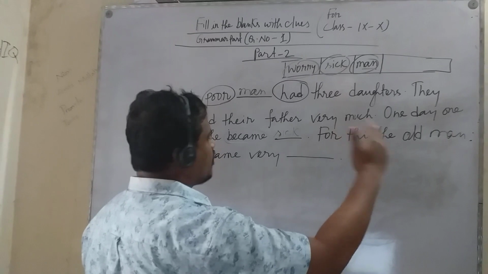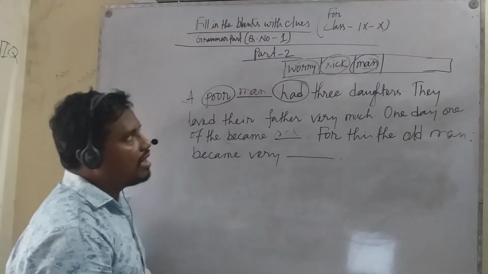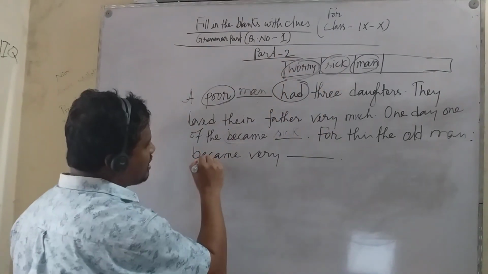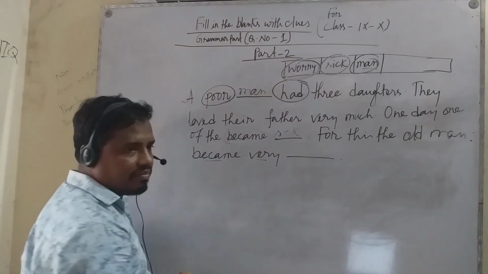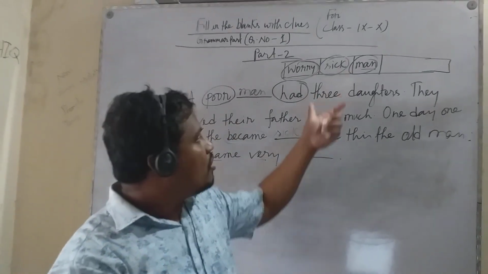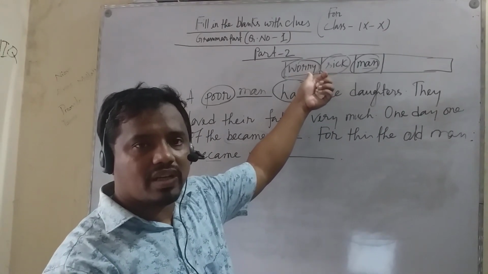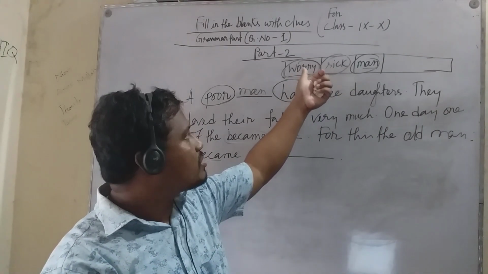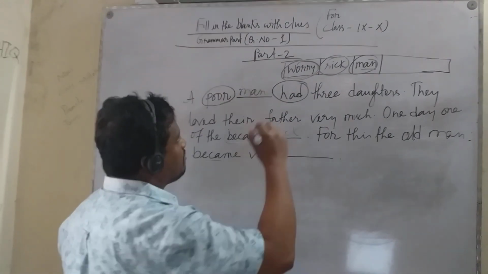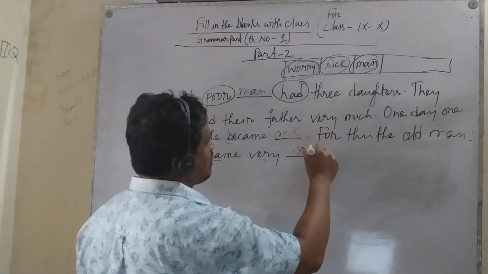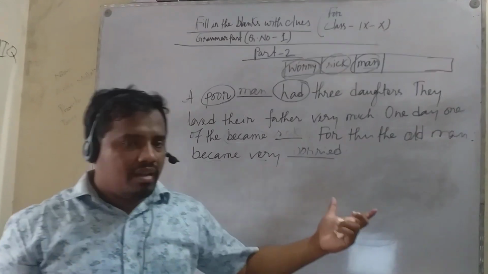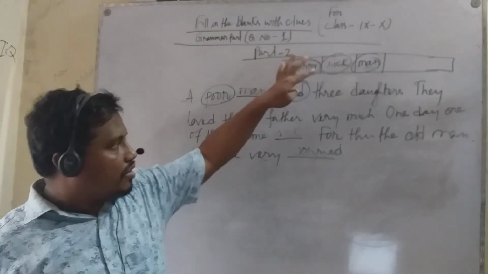For this, the old man became very. Now, here the word is Ori. Became is a verb, very is an adverb. Now we have to use an adjective here. Ori is a verb here, so we have to transform this word into an adjective: became worried. It's a participle also. So you have to transform.